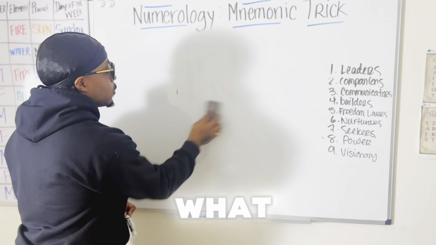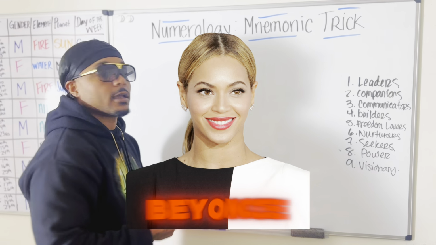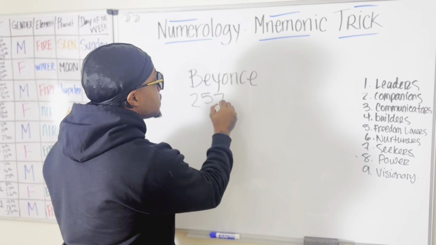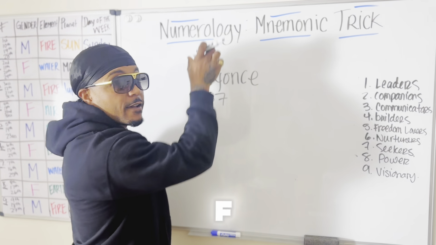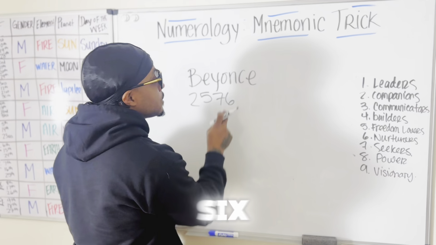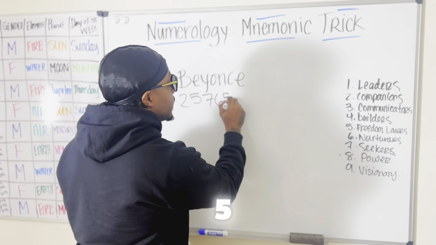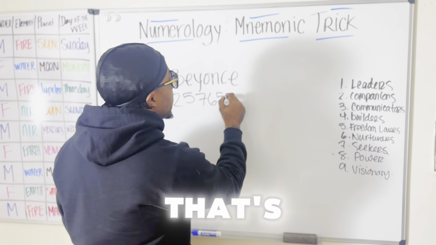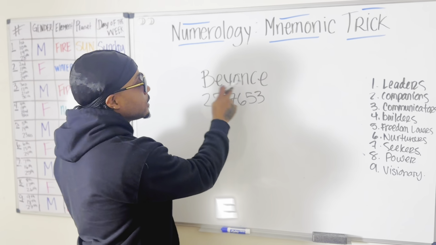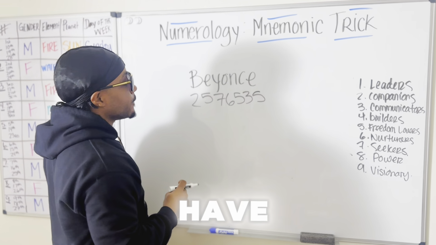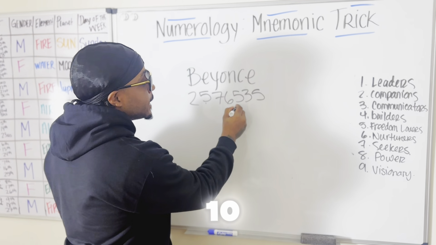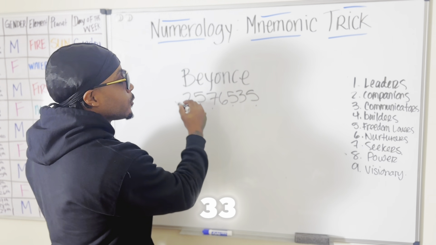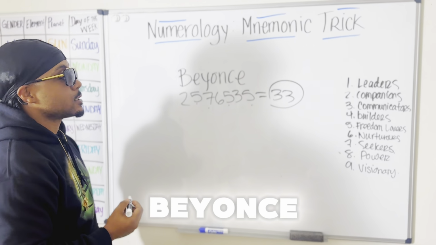Now let's see. What about his wife, Beyonce? Remember B2K? 5 is new. GPY, like GPS, that's 7. O is Fox, FOX, that's 6. N, remember new, that's 5. C, Clue, CLU, that's 3. Then E is new. So what do we have here? We have 5, 10, 15, 20, 25, 33. So the numeric value of Beyonce, 33.